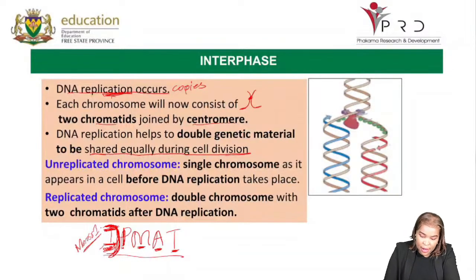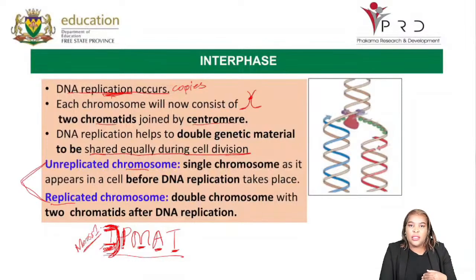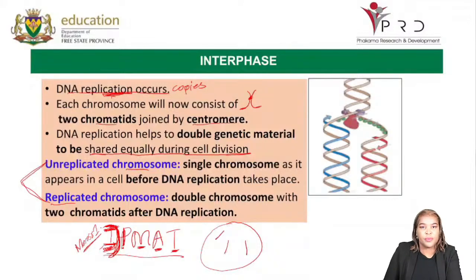Now, then there is also a big fight between these two: unreplicated DNA, unreplicated chromosome, and replicated chromosome. In the past, we used to have a question that will ask you at the end of meiosis how many chromosomes do you find at the end of this process, or how many will you find in a cell at the end of this process? And you will find a cell like this. You will have a cell like this, and then it will have this, this, and this.